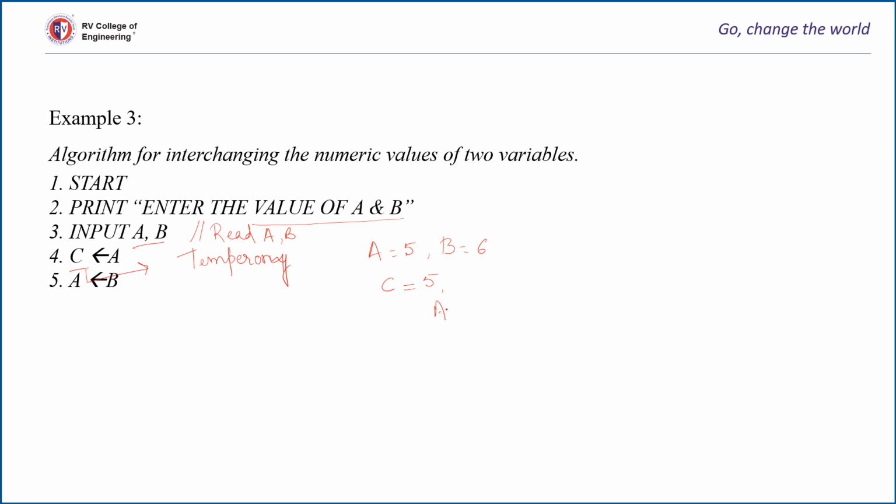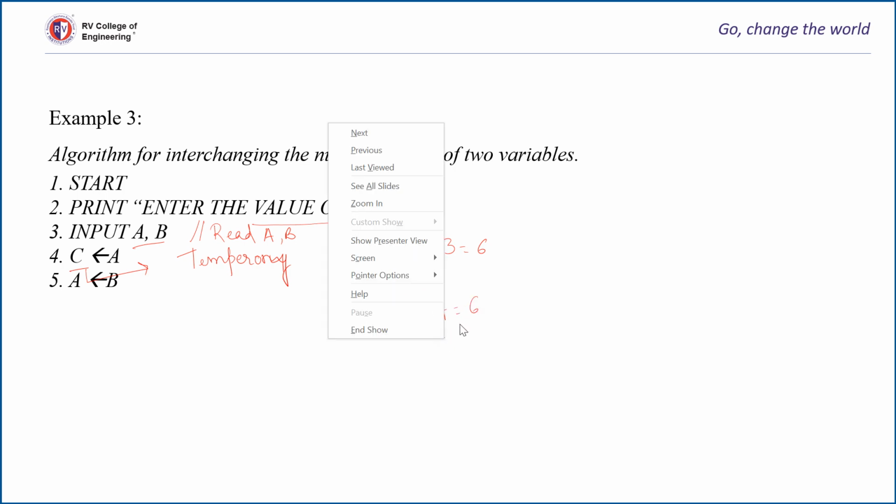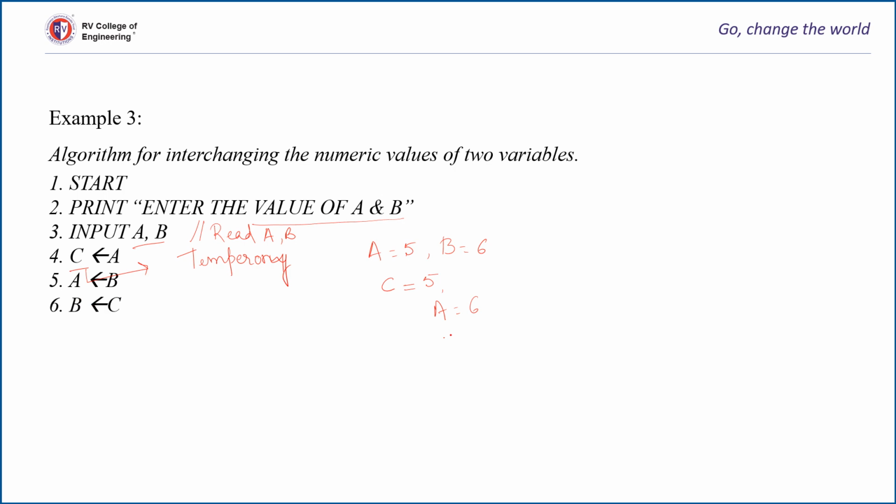Then a is equal to 6. Fine, a is equal to 6, b is equal to c, so b is equal to 5. So by the end of this algorithm, we have exchanged the values of a and b, right? Print a and b, end or stop.